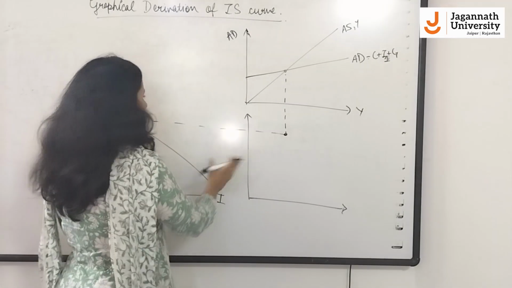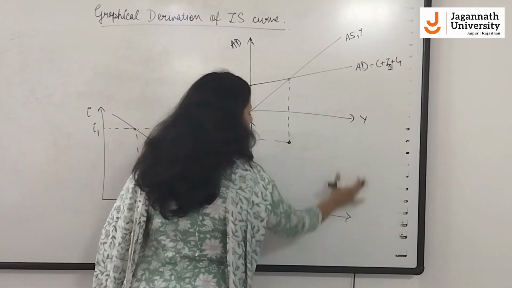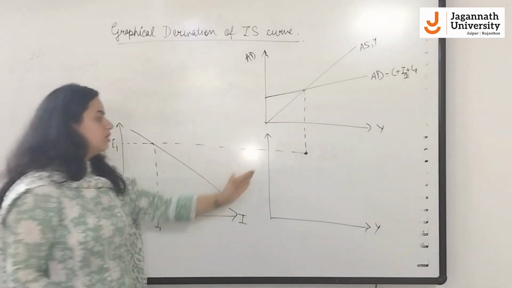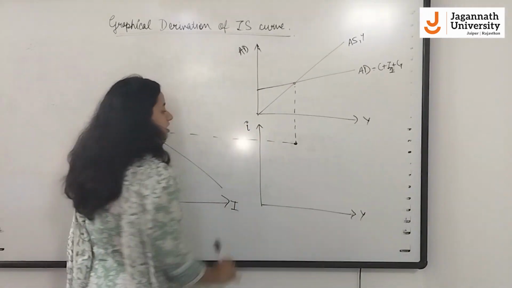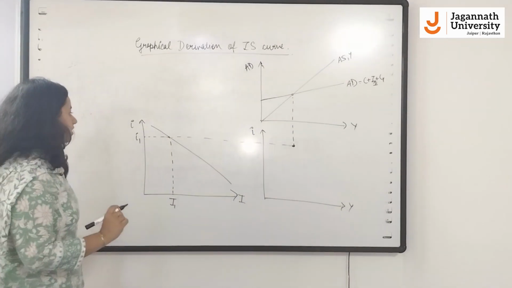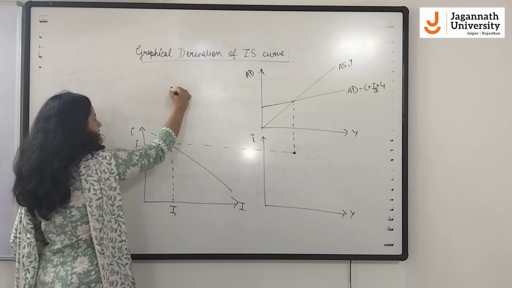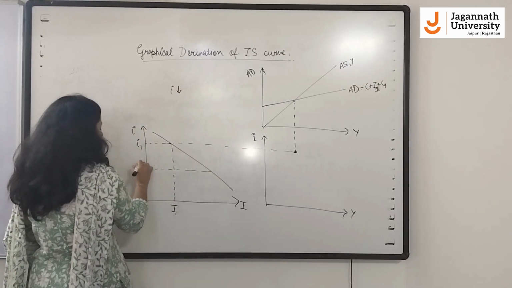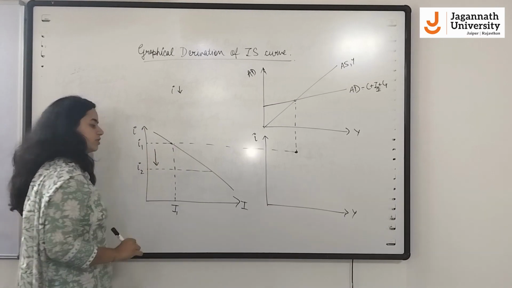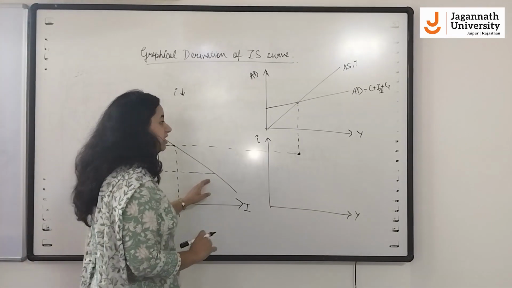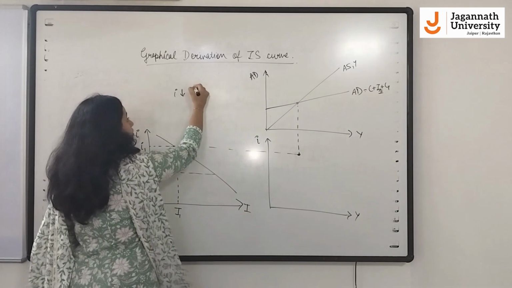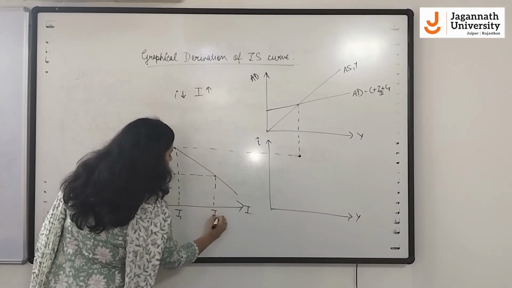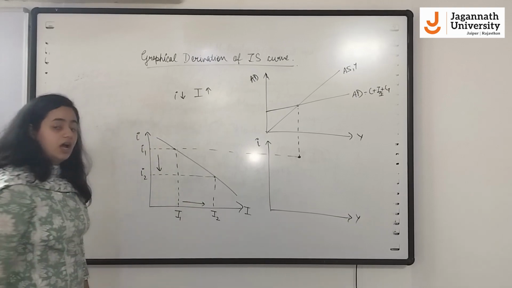Now because I am bringing this variable down here, this axis should be y, and since I am bringing the interest rate from here to here, this axis should represent interest rate. Now let us suppose that the interest rate falls. Interest rate say falls to this point, I2. Interest rate has fallen. Now when the interest rate falls, what happens? We know that the investment goes up. As you can see, investment has gone up. It has increased to I2.